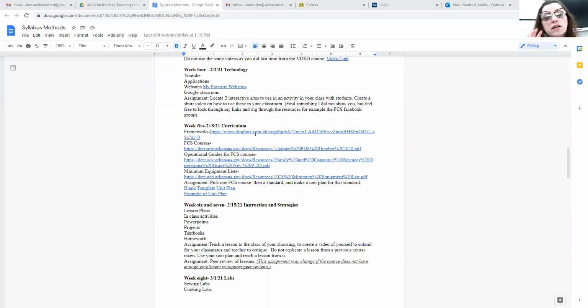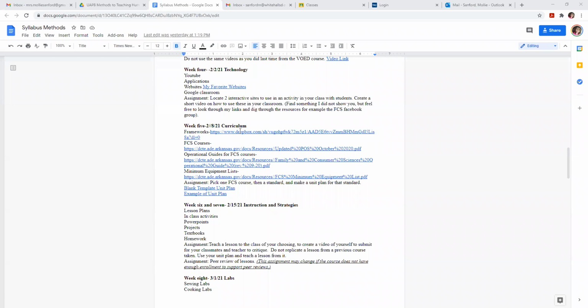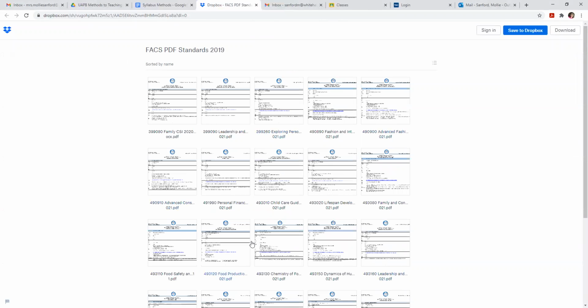First, I want to show you the frameworks. I'm going to stop my share, hide myself, so that way it won't be as distracting to you. Now you should be able to see the syllabus. So frameworks, I'm going to take you to the Arkansas FACS State website. Well, actually, this is a Dropbox. You can go to the website and then go through a bunch of different clicks and links to get here. But I just took the link and put it in the syllabus so it's easy to get to instead of going through all these different outlets.